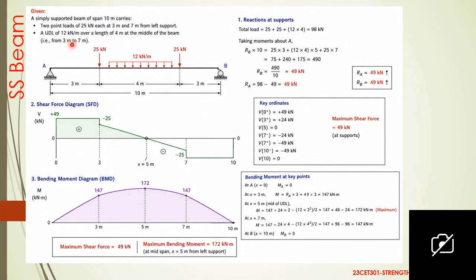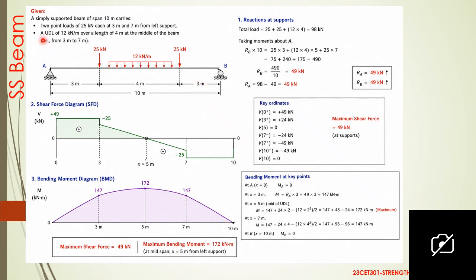Also, it carries a UDL of 12 kN per meter over a length of 4 meter at the middle of the beam. So first we have to draw a simply supported beam of span 10 meter and 2 point loads, 25 kN each, acting at 3 meter and 7 meter from left support. From left support 3 meter, 25 kN is acting, and from left support 7 meter, 25 kN is acting. That means between these 2 point loads the distance is 4 meter and the remaining portion is 3 meter.